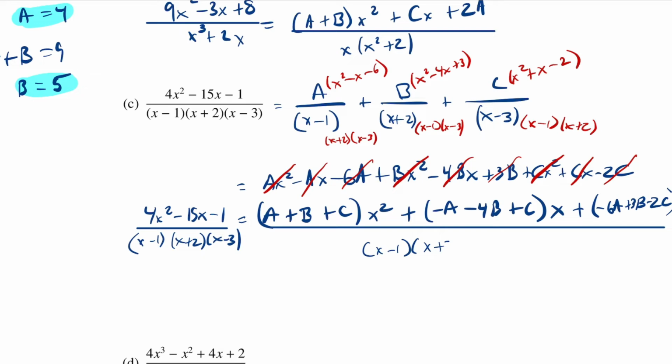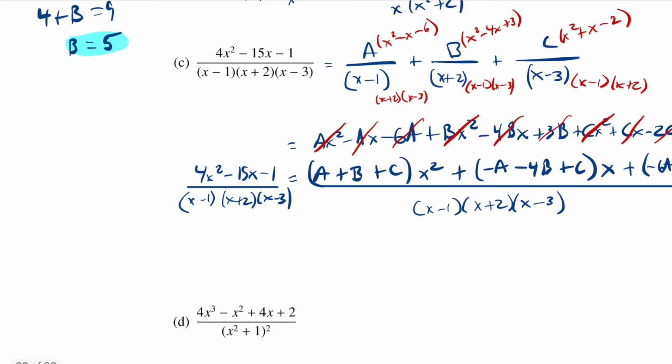A plus B plus C equals 4. And then the next equation is going to equal negative 15. So negative A minus 4B plus C is going to equal negative 15. And then for the last one, it's going to be negative 6A plus 3B minus 2C is going to equal negative 1.